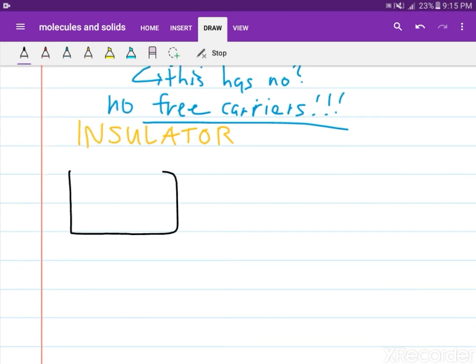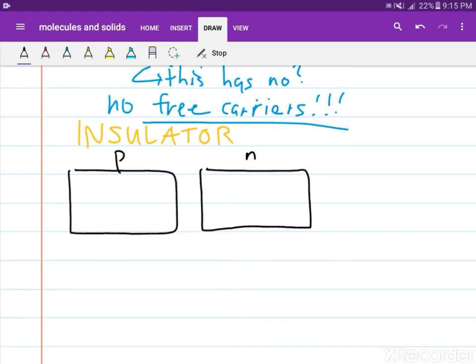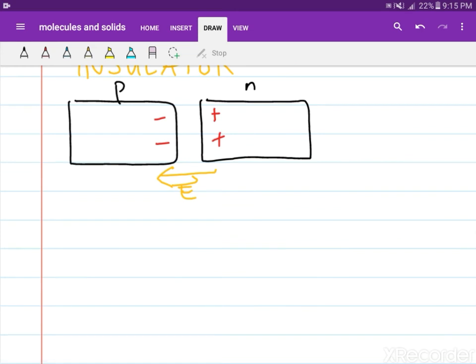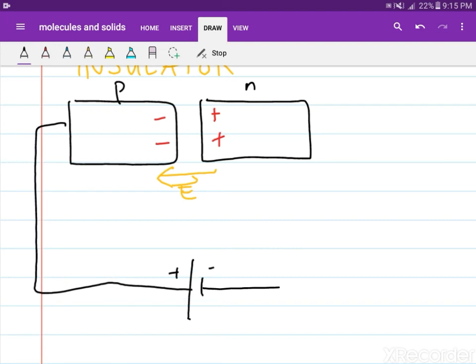So I'll draw here again P and N. So in this region we will have an intrinsic electric field. So there will be a potential drop associated with this configuration. So let's try to connect a circuit in this PN junction. So first, let's provide a battery, a current in this direction.